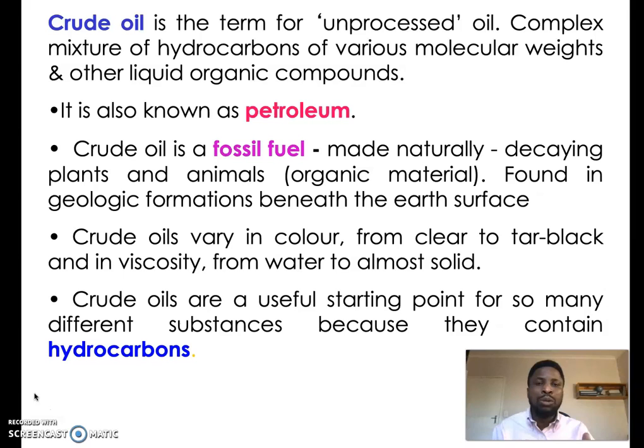So whatever petroleum we are exploring or exploiting currently was formed over a long period of time, several millions of years ago, even before we existed. That's why crude oil is called a fossil fuel, and it comes in different forms. It has different properties. We'll be looking at the characterization of crude oil in the next class.